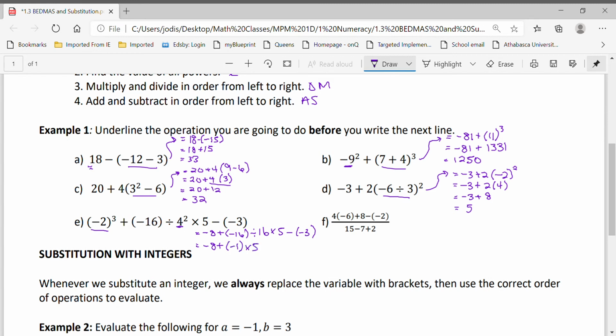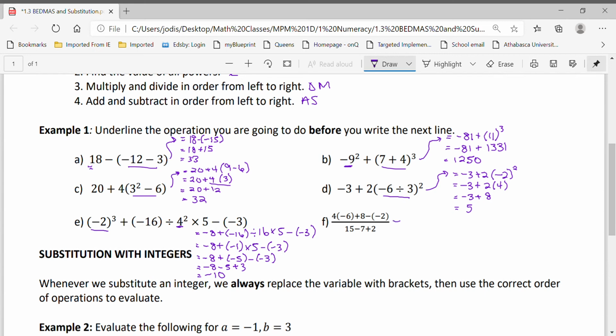And then we're going to multiply by 5 and subtract negative 3. So again, look for multiplication or division. The first one's an adding, we leave it, but we can multiply negative 1 by 5, and that's going to give us a negative 5, and then minus negative 3. In this last step, we can simplify our signs if we want to. Negative 8 minus 5 plus 3. And that's going to give us negative 10. That would be the end of that one.